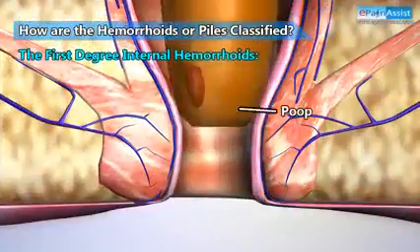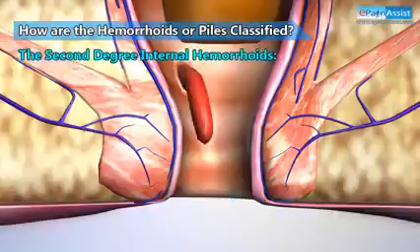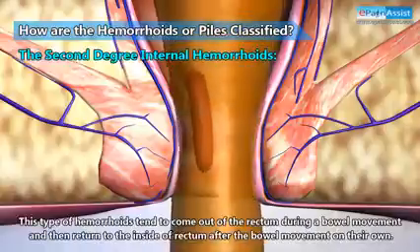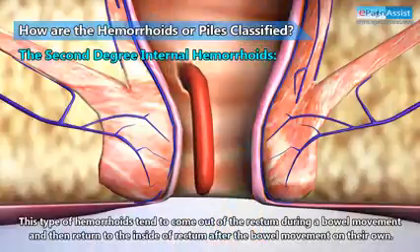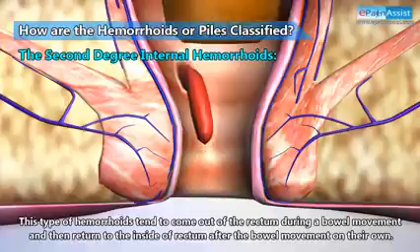The first degree internal hemorrhoids always remain inside the rectum. The second degree internal hemorrhoids. This type of hemorrhoids tend to come out of the rectum during a bowel movement and then return to the inside of the rectum after the bowel movement on their own.